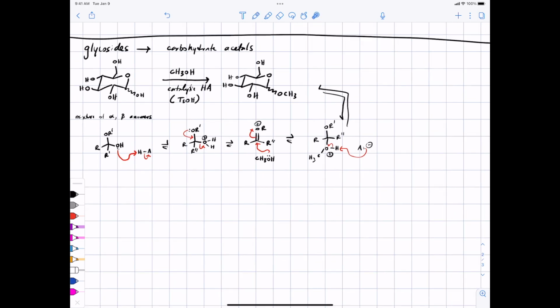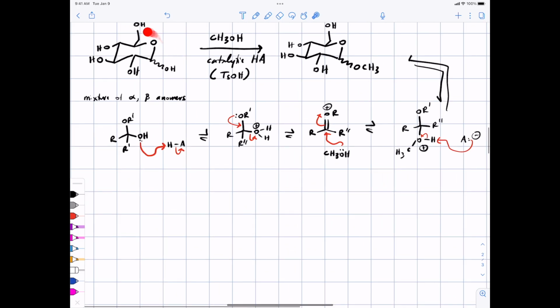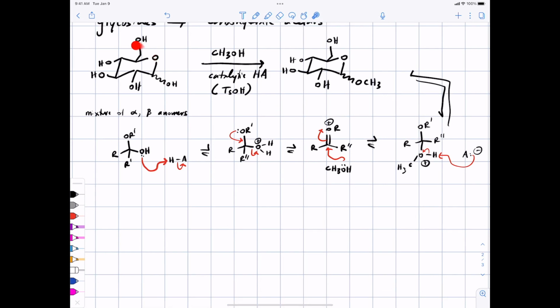So I didn't notice how much I abbreviated because I didn't want to draw all of this stuff again and again. In my experience, it takes students a while to be able to jump easily back and forth between this and this. If that's a challenge for you, you should work on that because that'll make your life a lot easier when drawing mechanisms if you know how to abbreviate. All right, so that is a simple glycoside. This is the methyl glycoside of glucose.